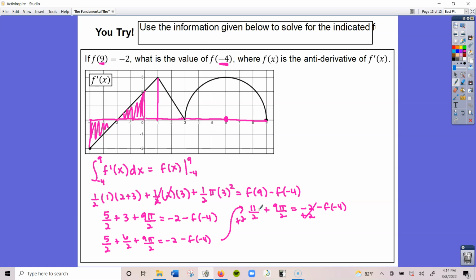When I add 2, I want to combine it with this 11/2. So I'm going to make this 11/2 plus the 2, which is 4/2, plus 9 pi over 2, and that's going to equal negative f of negative 4. 11/2 plus 4/2 is 15/2.